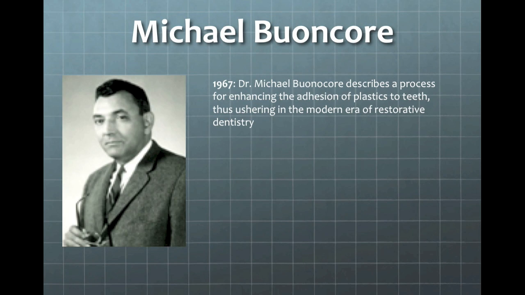Okay, Michael Buonocore in 1967 described a process for enhancing the adhesion of plastic to teeth, and that's how modern composites and modern dentistry began. Michael Buonocore was from Rochester School of Dentistry, and he is accredited with being the first to use modern composites. He developed etching techniques for dentistry, which is still used today.